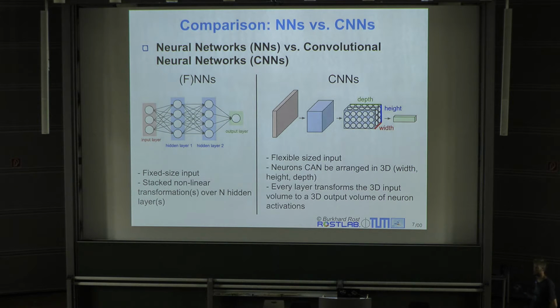In contrast to this, CNNs allow you to use flexible input size, and the neurons can be arranged in 3D. So there you already see that this was basically invented in the field of computer vision, but by now basically all other fields started to adopt this, because it does not need to be arranged in 3D. It's just something you can have, but you don't have to. Every layer transforms the 3D input, again, it does not necessarily have to be, but can be, to a 3D output.